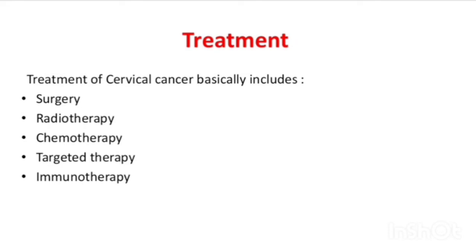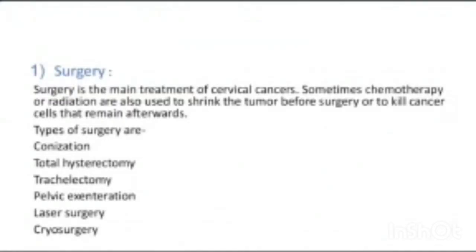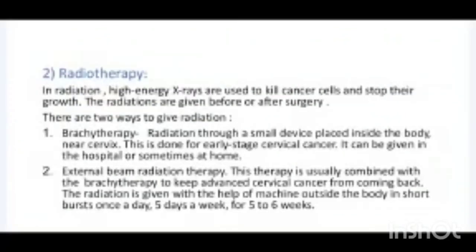Treatment of cervical cancer basically includes surgery, radiotherapy, chemotherapy, targeted therapy and immunotherapy. Surgery is the main treatment of cervical cancers. Sometimes chemotherapy or radiation are also used to shrink the tumor before surgery or to kill cancer cells that remain afterwards. Types of surgery are conization, total hysterectomy, trachelectomy, pelvic exenteration, laser surgery and cryosurgery.